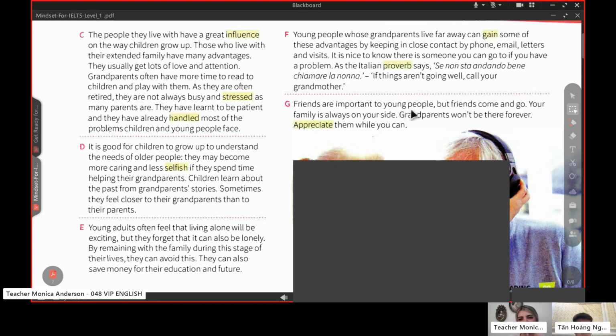Friends are important to young people, but friends come and go. Your family is always on your side. Grandparents won't be there forever. Appreciate them while you can. Excellent, thank you. Okay, very good.